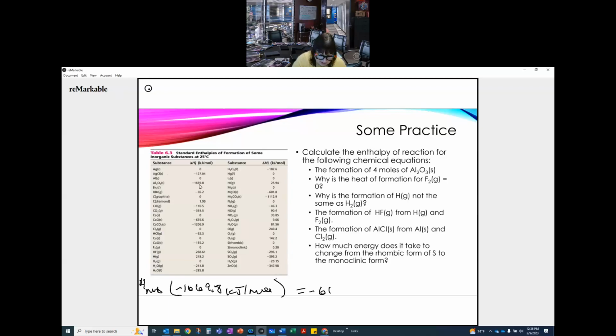That's negative 6679.2 kilojoules. So that per mole has gone, because we now know that this is for a 4-mole process. Okay, so that's how that works.